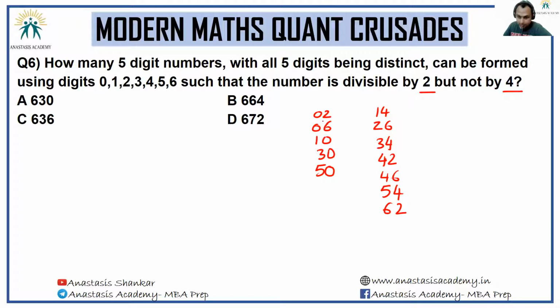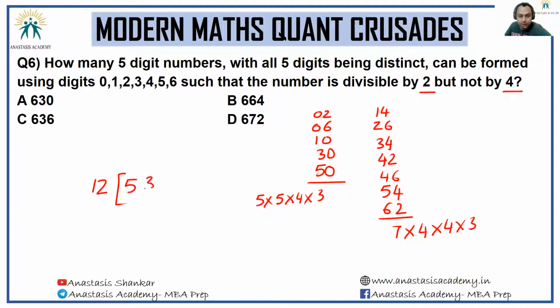So count here, given that we have already used up 2 digits and there were 7 digits in total, the count here will be 5 into 5 into 4 into 3. And the count here is going to be 7 into 4 into 4 into 3. So I see 4 into 3 is common. So 12 into 25 plus 28, 12 into 53. I've reached this place and I know my unit digit has to be 6. So answer has to be option C.